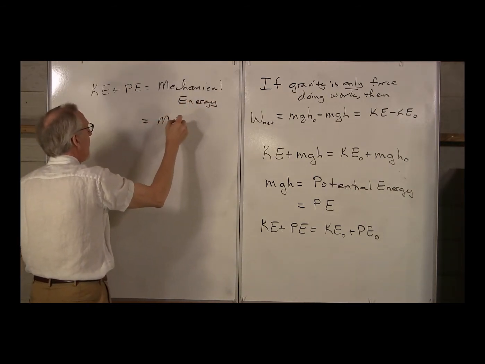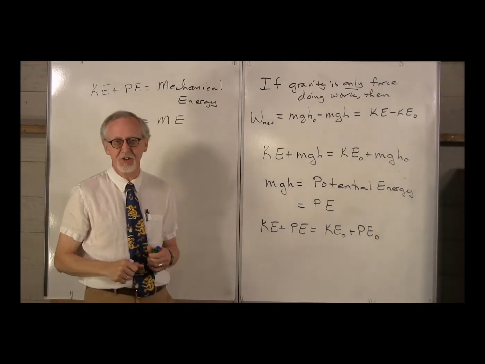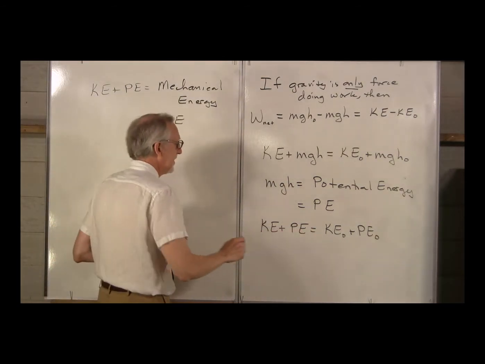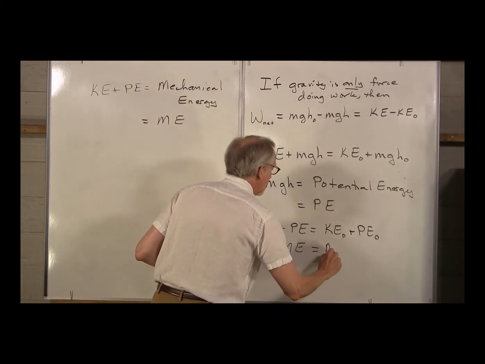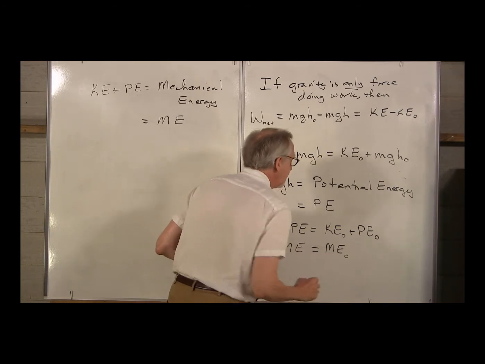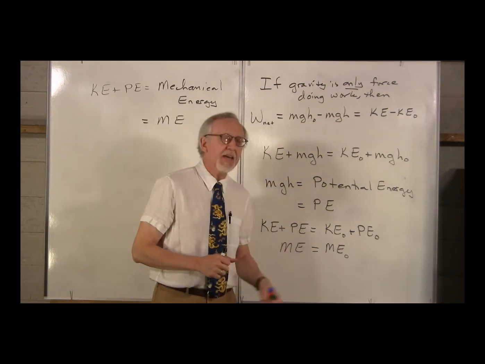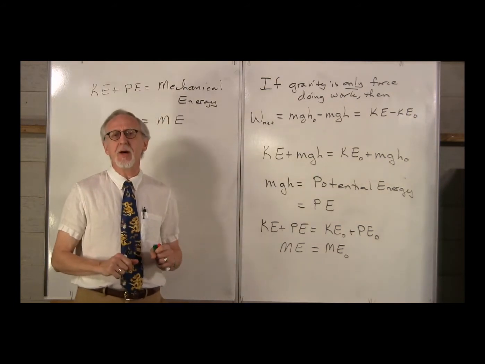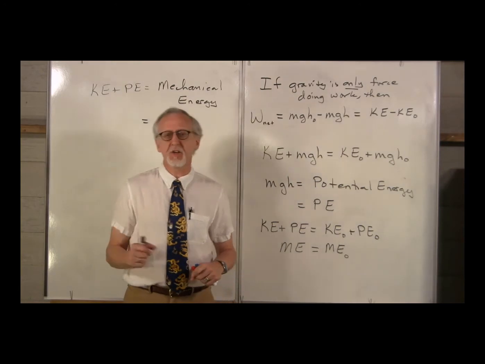Which we write as ME. Not me, just ME, mechanical energy. And what this is telling us is that the final mechanical energy must equal the initial mechanical energy. We will see a number of these types of equations where the final value of something must equal the initial value of something.